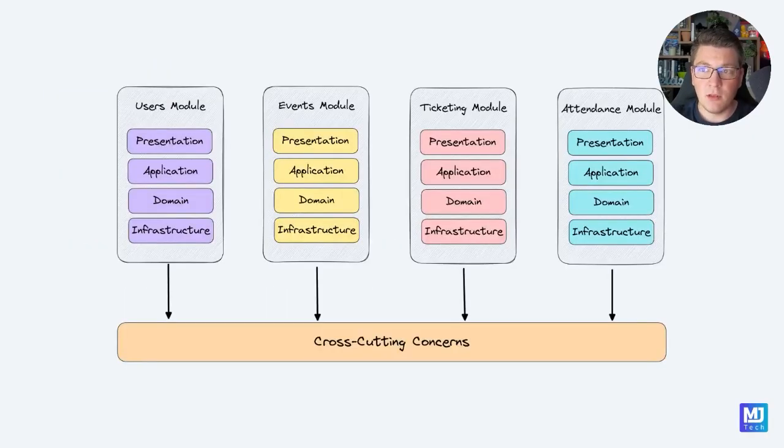Here's an example of what this might look like with the 4 modules that we will be implementing inside of our system. We're going to have the users, events, ticketing, and attendance modules, and you can notice that all of them are implementing the clean architecture. However, all of our modules are referencing the cross-cutting concerns component that could be solving things like dependency injection, configuration for each module, exception handling, validation, and so on.